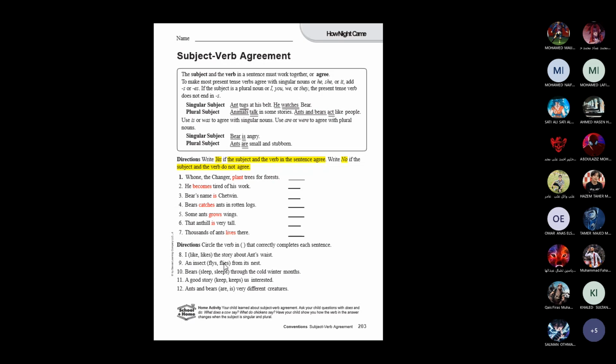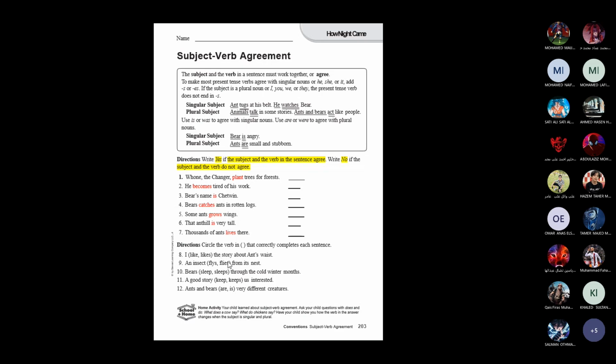Number 9. So flies, the Y here is preceded by a consonant, so we have to change it to I then add ES. Pay the attention for the spelling. This is important in the verbs, in nouns, in any word. If the Y is preceded by a consonant, change it to I, then add ES. That's it. So it will be flies.